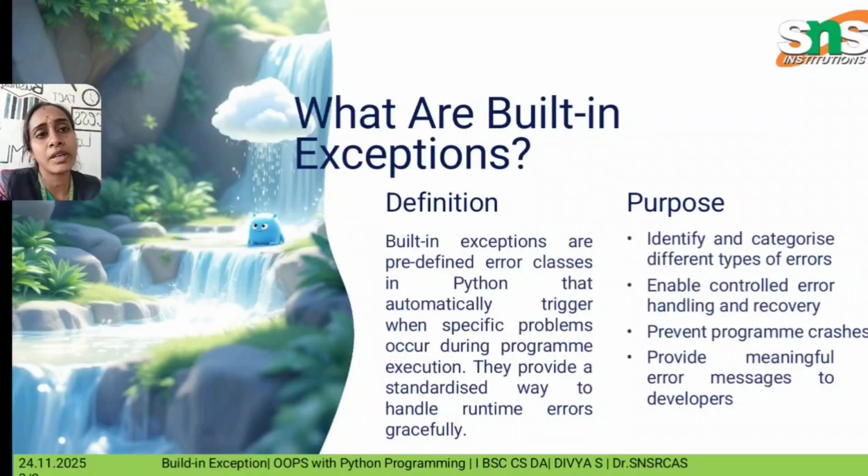The definition of built-in exceptions is that they are predefined error classes in Python that are automatically triggered when specific problems occur during program execution, which provides a standardized way to handle runtime errors gracefully. The purpose is to identify and categorize the different types of errors in Python programs, and to enable controlled error handling and recovery. It prevents program crashes and provides meaningful error messages to developers here.